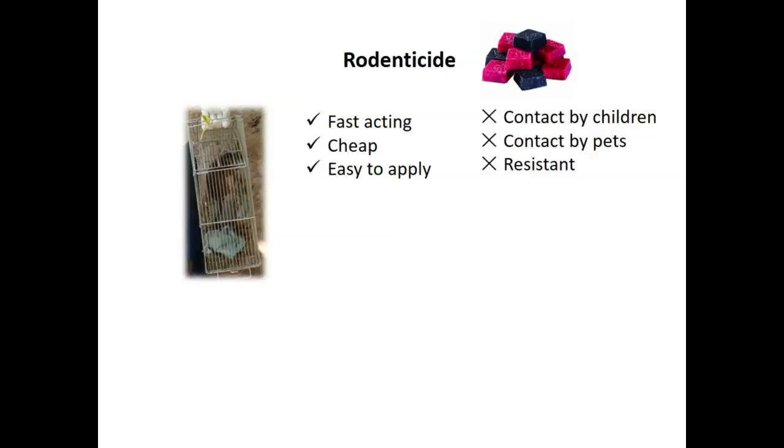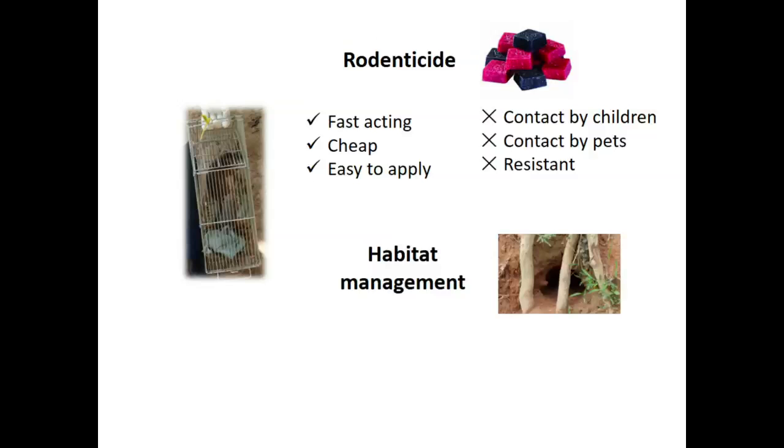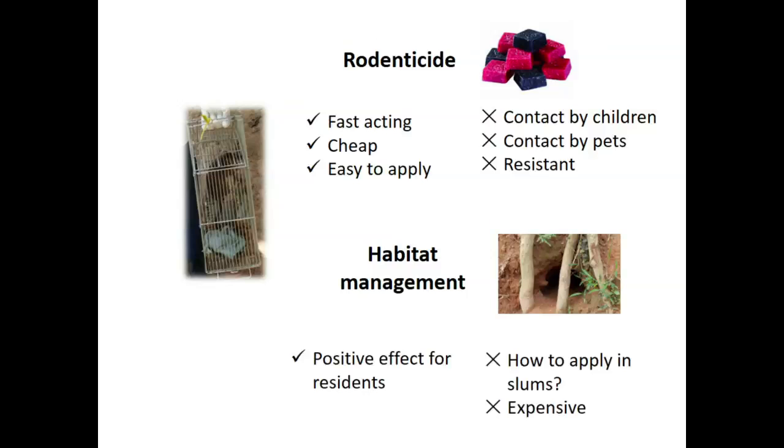So another control we're proposing is habitat management. This is a very broad term, but what this means is reducing the level of suitable habitat by some kind of control. Now, we could apply habitat management by perhaps doing some kind of trash collection or preventing access to houses. However we apply habitat management, it's going to have a positive effect for the residents. But we need to decide how to apply that in slums, and because it's a new control, it's likely to be expensive.